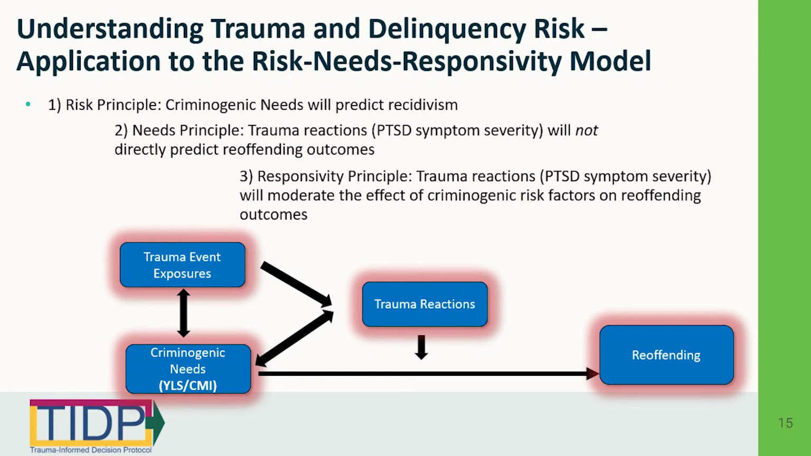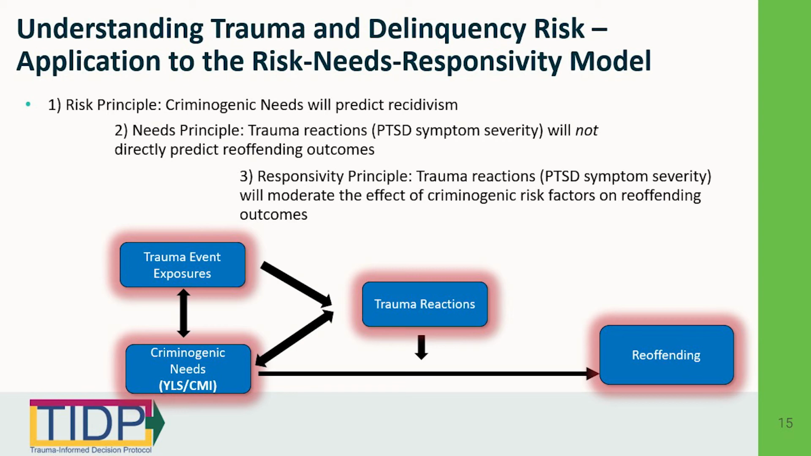reoffending. And so this is the basic model for why we think about trauma screening, but it's also a way to be thinking about how we should be interpreting how trauma reactions can be linked and understood in relation to criminogenic needs. And of course, where do those trauma reactions come from? They start from particular lifetime histories of traumatic event exposures.